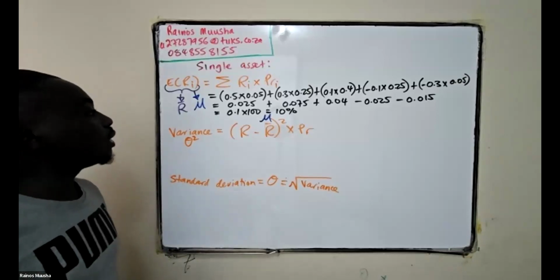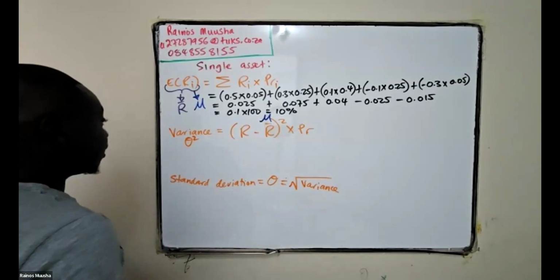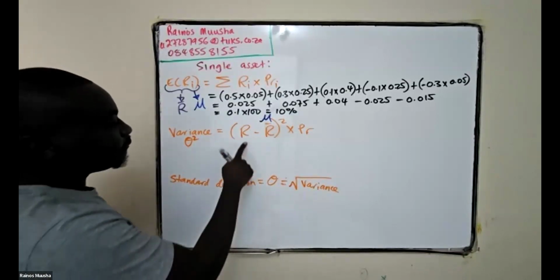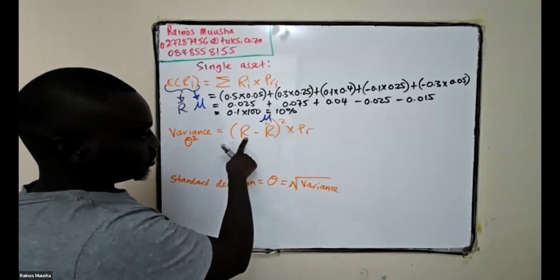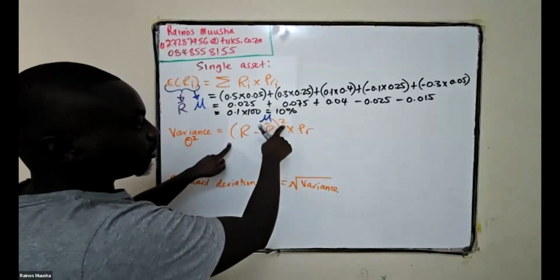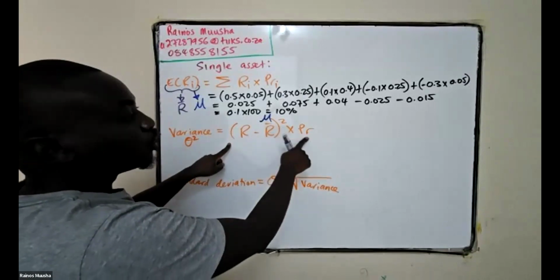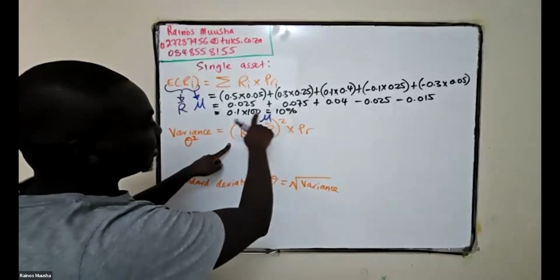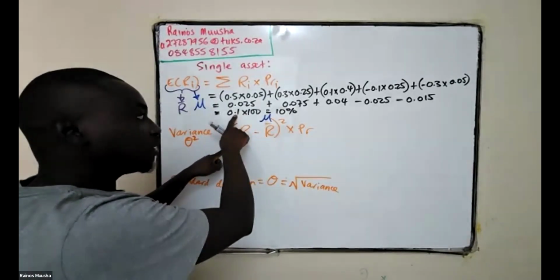Now we need to calculate the variance. Now remember we said for every observed return, you need to subtract the expected return in brackets. You put it to the power of 2, and for that scenario, you need to multiply that by the probability of the return. And remember we said the expected return in this case is 10%, and as a decimal is 0.1.